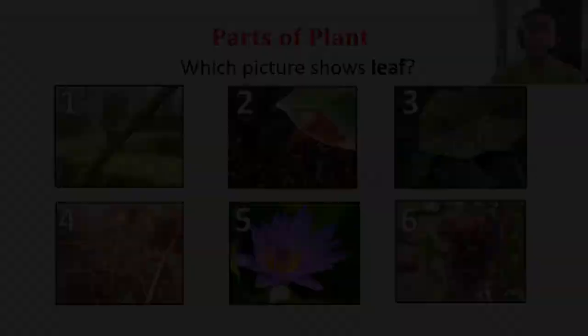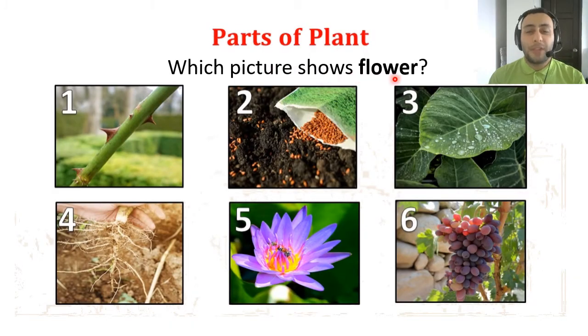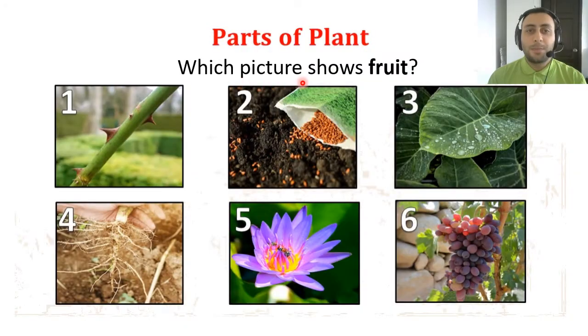Very good. Which picture shows flower? You are correct. It's picture number 5. Which picture shows fruit? You are correct. Picture number 6, which is showing grapes. Ooh, I love grapes.